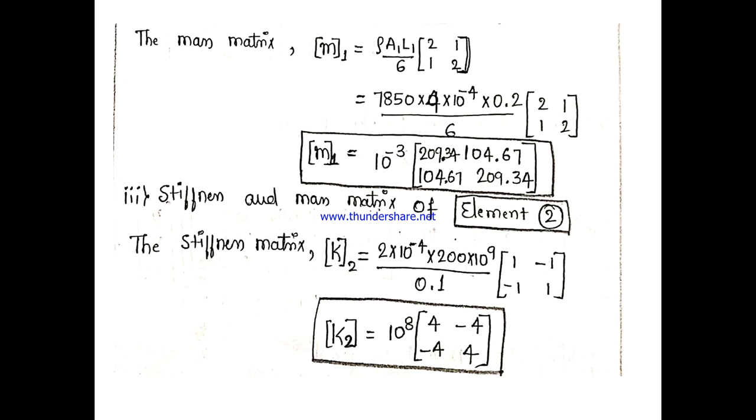Now the stiffness matrix and mass matrix for element 2. We have two elements; for the first element we derived the stiffness K1 and mass M1. Now we will derive K2. K2 is area 2 into 10 raised to minus 4 times Young's modulus 2 into 10 raised to 9, over length 0.1. Here also I got the same value.